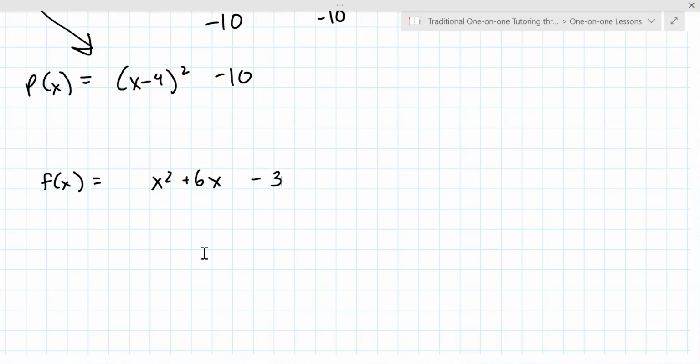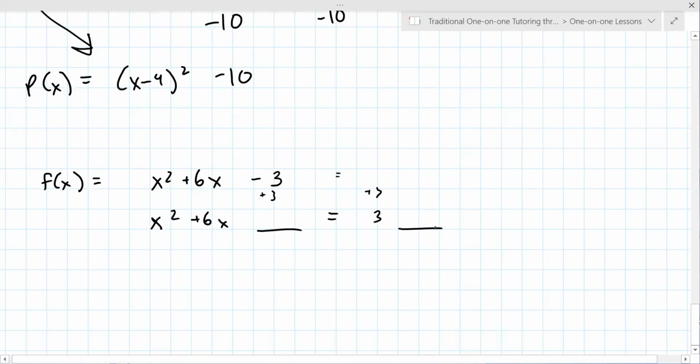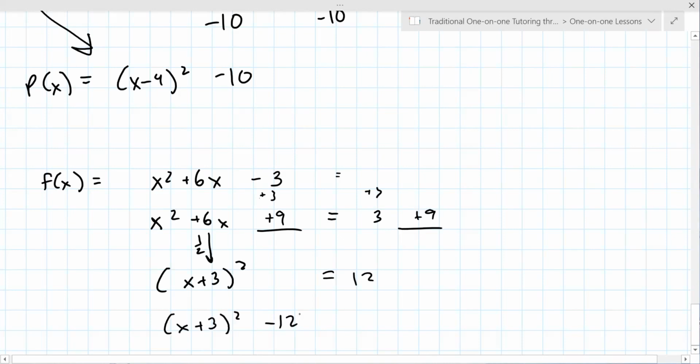Is it (x + 3) squared minus 12? That sounds pretty good. So here's what I'm going to do. I'm going to add 3 to both sides, even though there's not a both sides. Now there is. So there's a 3 and a 3. And then you write (x + 3) squared because half of 6 is that. Okay, so you square that and you get plus 9 equals 12. So you get (x + 3) squared minus 12. And I think that's what you said. Is that right? Yes. Okay.